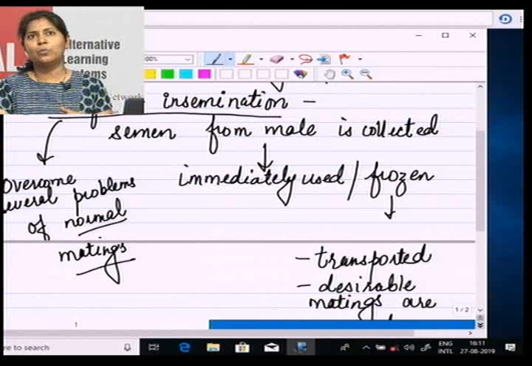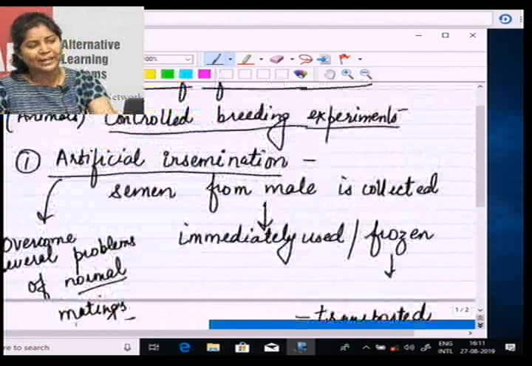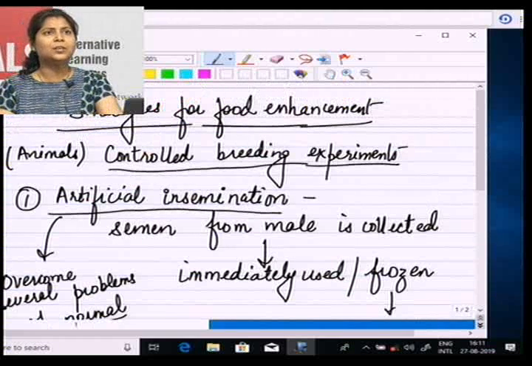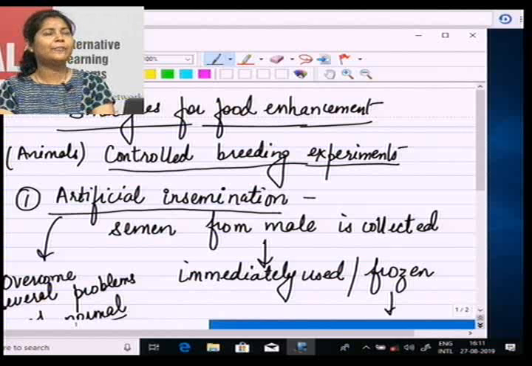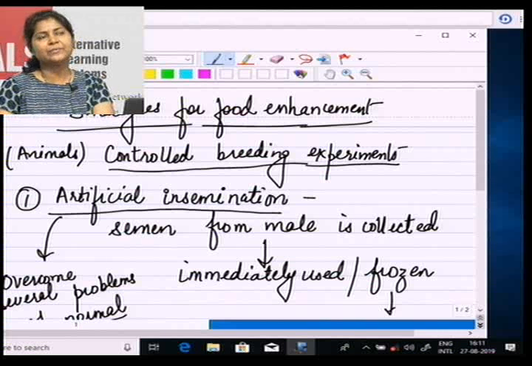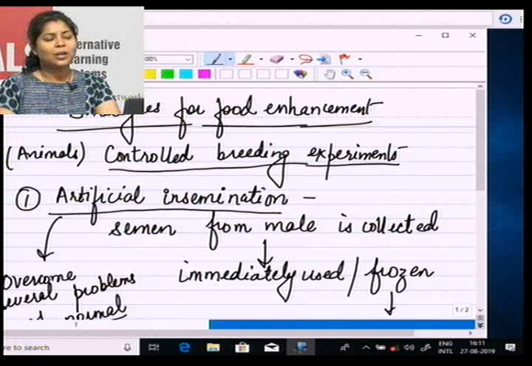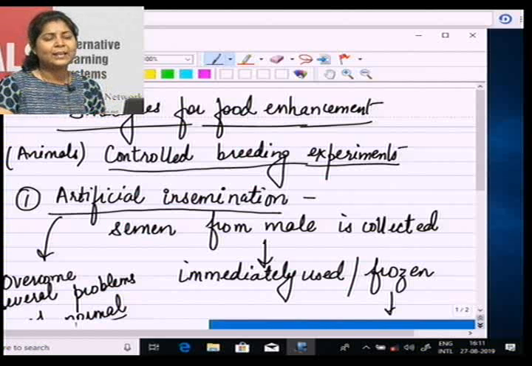So what we are running now is a chapter which is for food enhancement. This is your strategies for food enhancement chapter. This chapter is talking about the different kinds of methods we have to increase food production. Food production has 2 sources, the first being animals and the second being plants. So we are now talking about how we can give some emphasis on increasing food productivity on the part of animals.